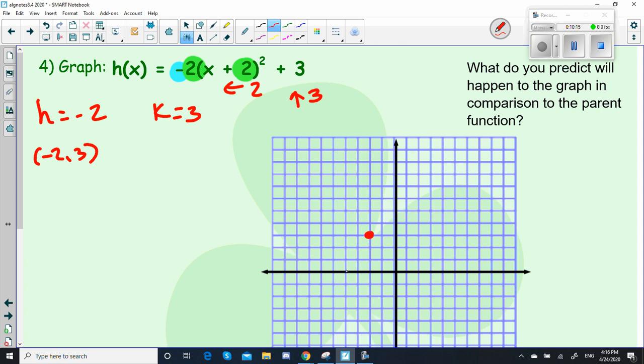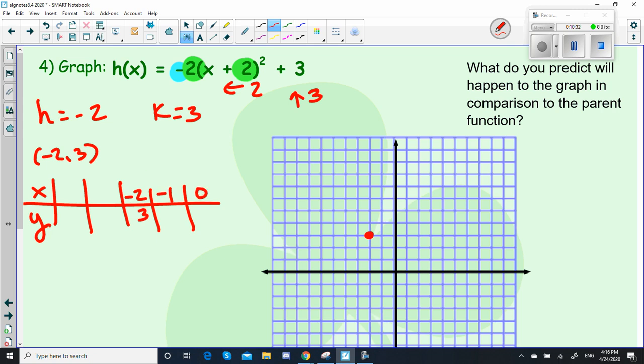I know it's opening down. Okay, so if I make a mistake, if I get a point up here, I know something's wrong because this is the highest point on the graph. It's the maximum. So I don't know what the points are because it's not the parent function exactly because of this 2. So let's stick -2, 3 in here. Up 1, up another, back 1, back another. And we will stick this in here into the formula. And then we're going to use our calculator.